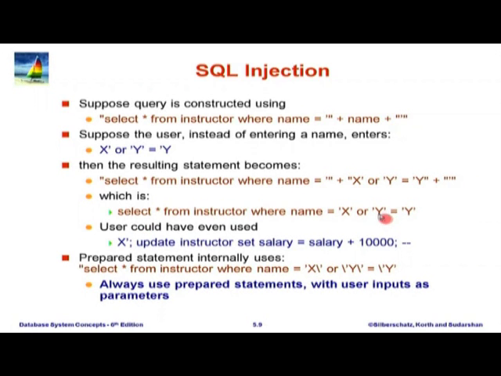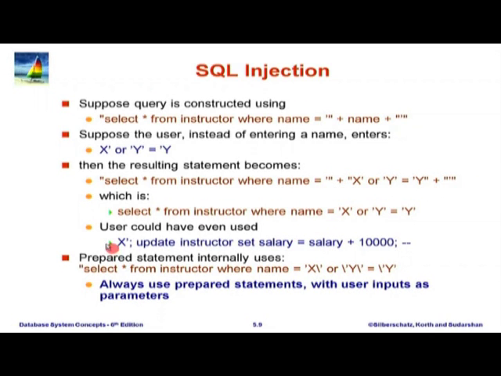Now what is the point of this statement? Name equal to X or Y equal to Y. Y equal to Y is certainly true. So this query, which was supposed to return only instructors with a given name, now returns all instructors. Now is this a big problem? Maybe. This user was only supposed to see instructors with some names, but then they see all names. Okay, say, oh, big deal. But it could be worse.